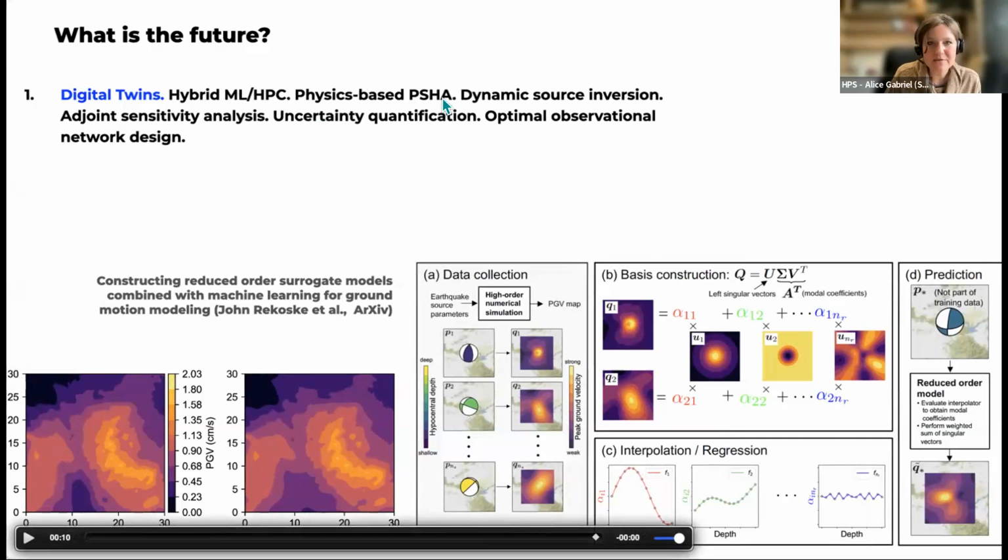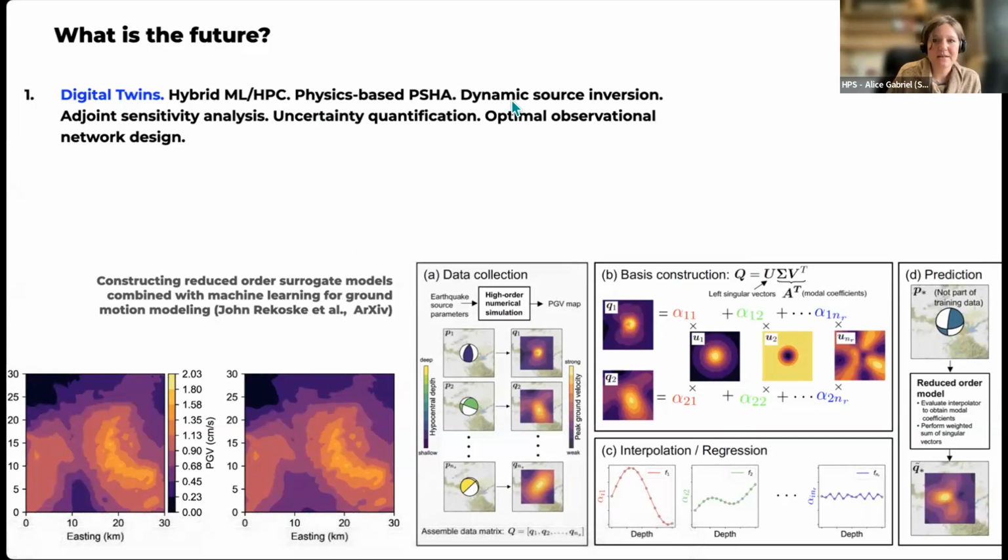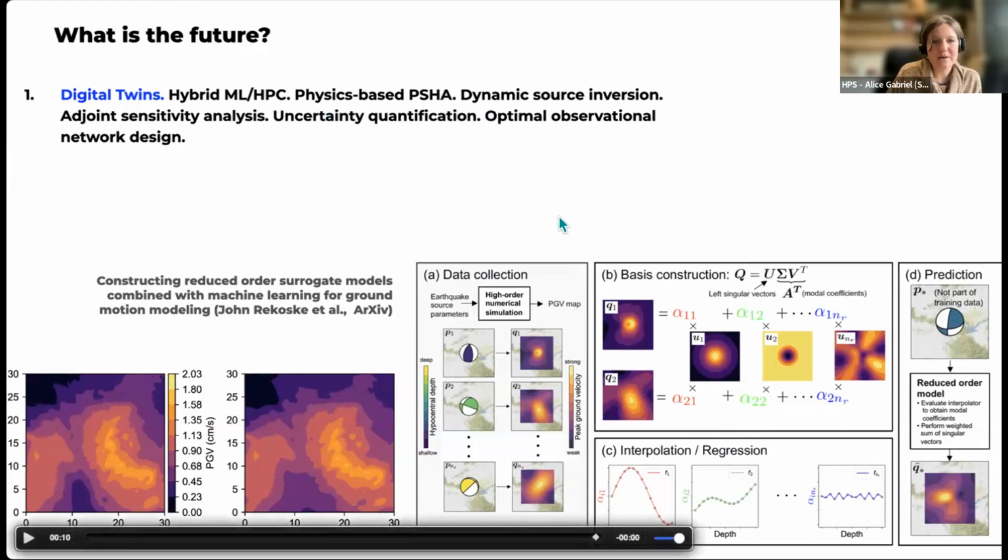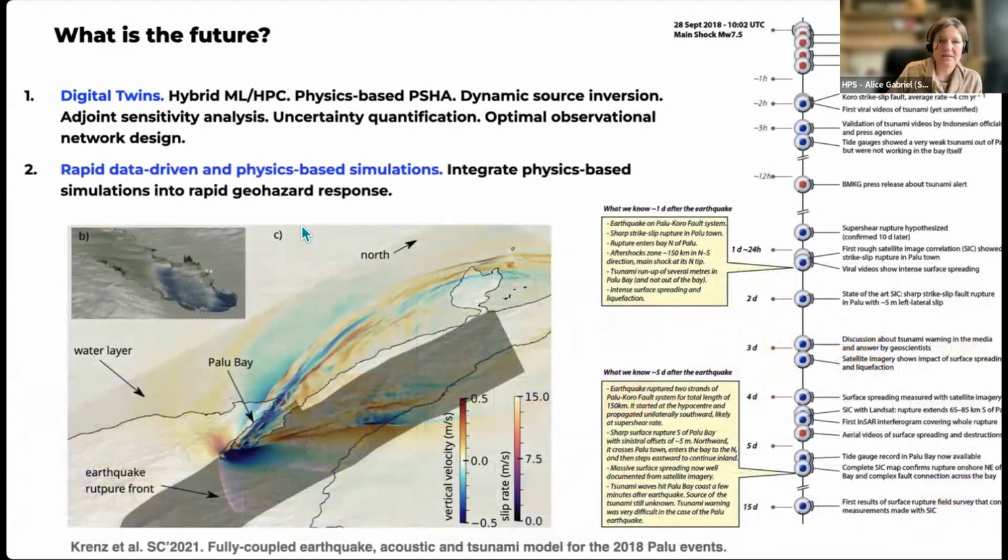For example, CyberShake, so physics-based probabilistic seismic hazard assessment, dynamic source inversion. We can think about using HPC to train machine learning-based approaches. And this is work by John Wikowski, which is under review currently, where he's using the output of SeisSol simulations to train reduced order models of shake maps. So we can use these large data that's produced, for example, as training data sets or for adjoint sensitivity analysis, UQ, and trying to figure out how to optimally steer these large instrumentational efforts.